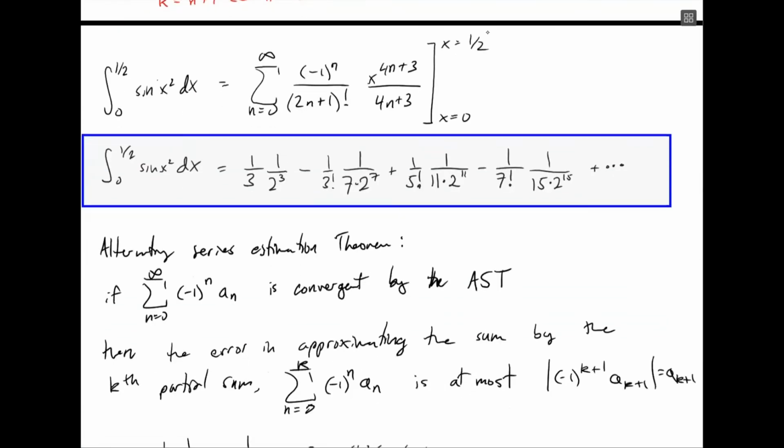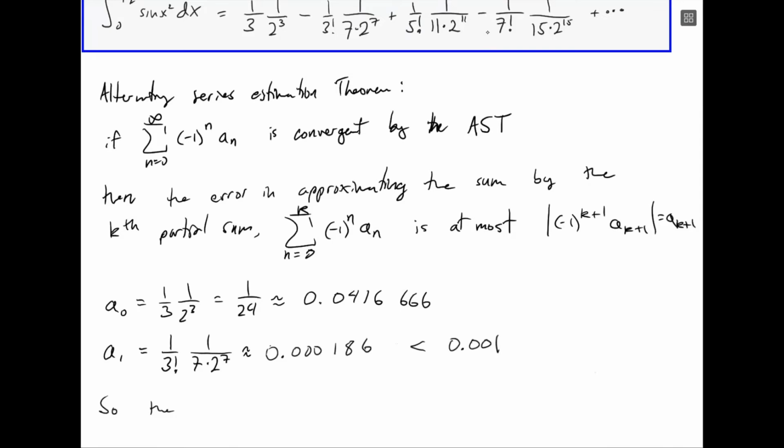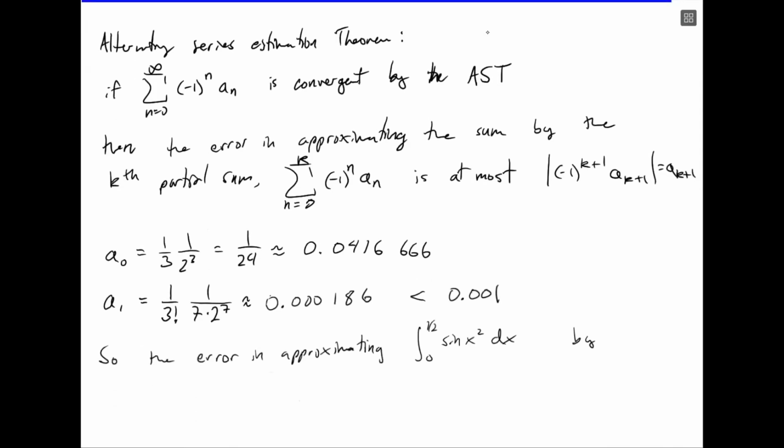That means the error in approximating the full sum by the first partial sum, 1/24th, is at most 1/3 factorial times that 7 times 2 to the 7th guy, which in turn is at most the required accuracy that we were after. So we're done. Essentially, we know that that integral is approximately 1/24th.